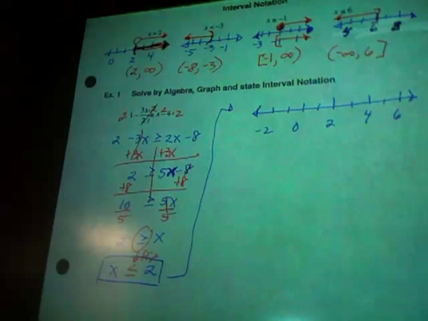And then you graph it however you would like, and then show your interval notation.